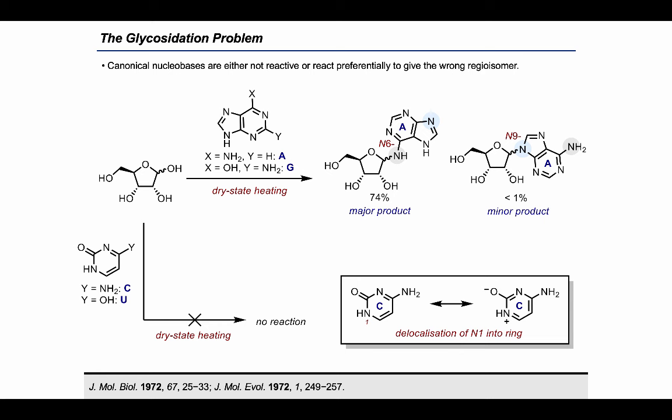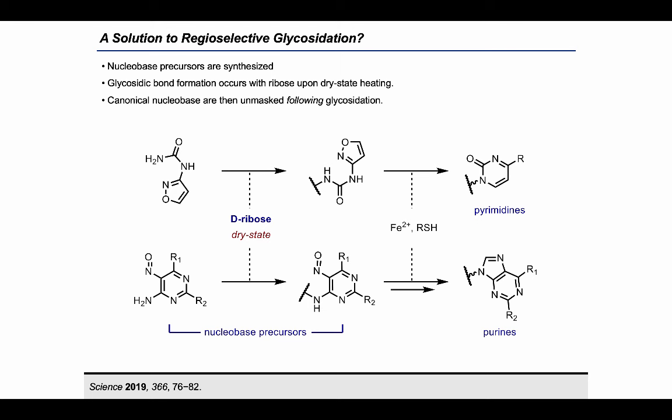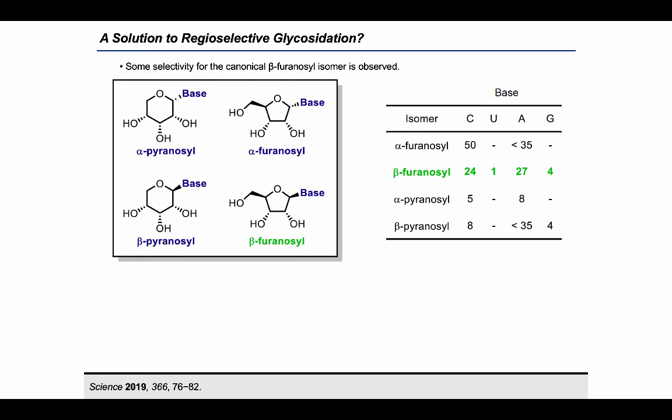In order to overcome these problems inherent in the poor reactivity of pyrimidines and the undesirable regioselectivity observed for the purines, recent work in the Carell group has looked at synthesizing nucleobase precursors to both purines and pyrimidines, whereby they enact a glycosidation with D-ribose in the dry state with a base precursor that is nucleophilic enough to react. They then unmask the canonical nucleobase in the presence of iron(II) and a thiol. The results from this approach are promising, showing some selectivity for the furanosyl isomers over the pyranosyl isomers.